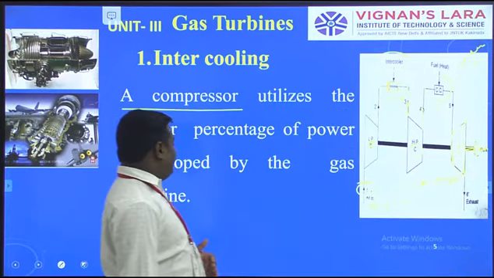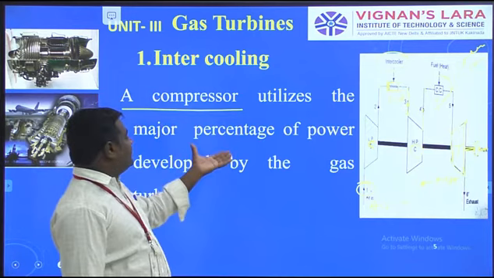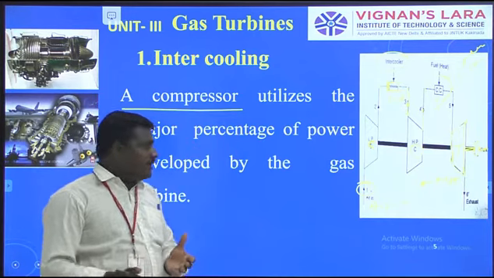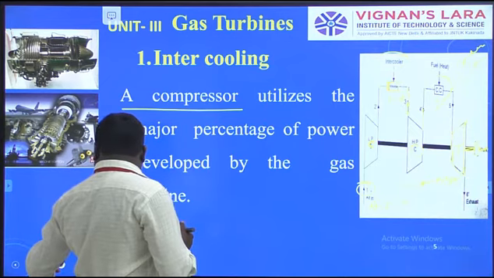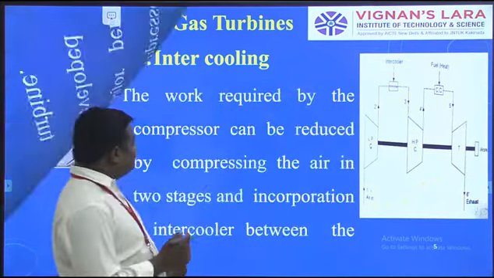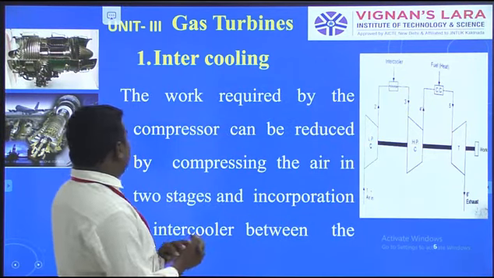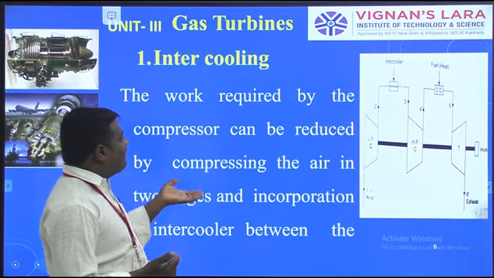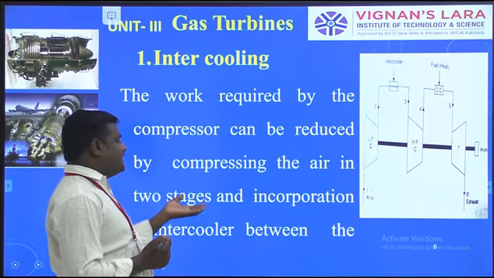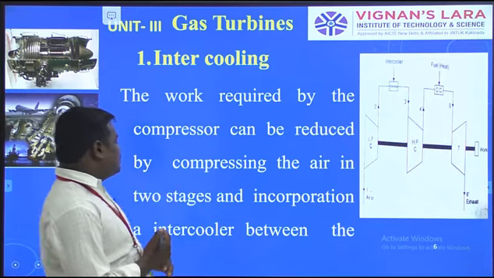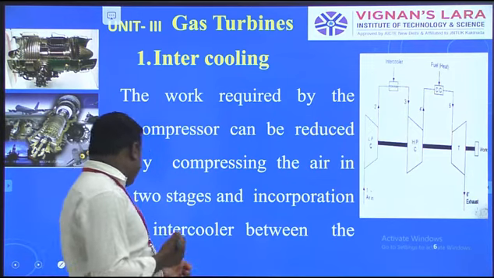Okay, is it clear? Finally, what I am saying is that in intercooling, a compressor utilizes the major percentage of the power developed by the gas turbine. The work required by the compressor can be reduced by compressing the air in two stages and incorporating an intercooler between the two.